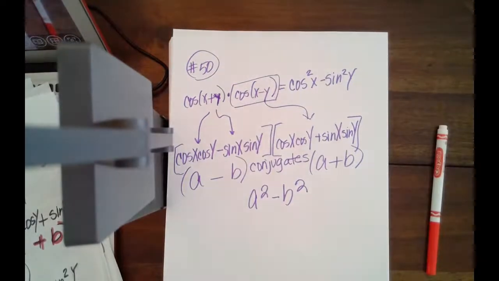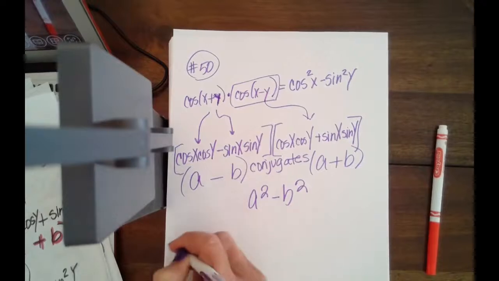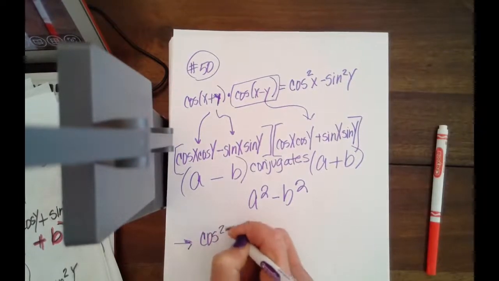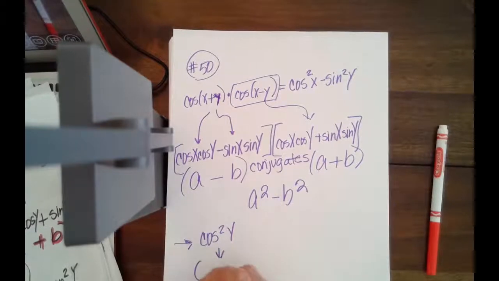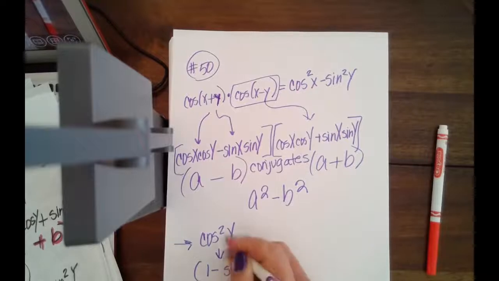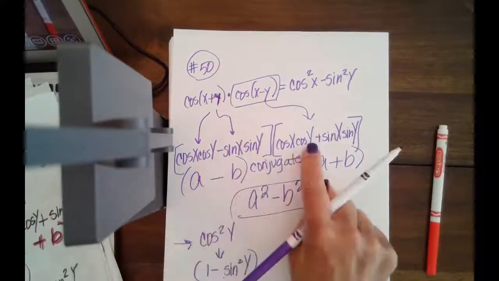I'm going to leave you with that, and then I want you to remember one thing. When you get down to this point, remember that cosine squared of y can be turned into the Pythagorean variation of 1 minus sine squared of y. It's the same as saying cosine squared theta. These are equivalent statements, so you're going to need that. I'm not going to do much else for you, but you're going to have to use the fact that this times this will be perfect difference of squares.